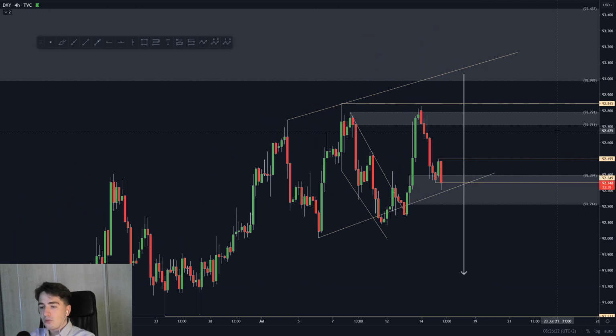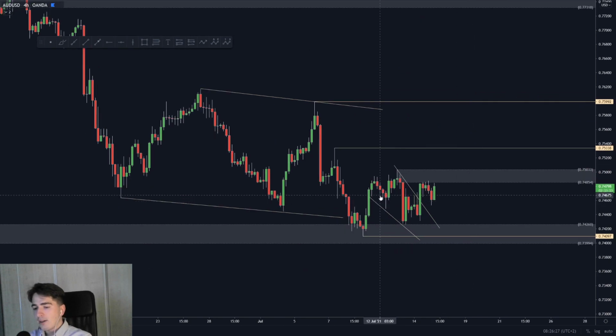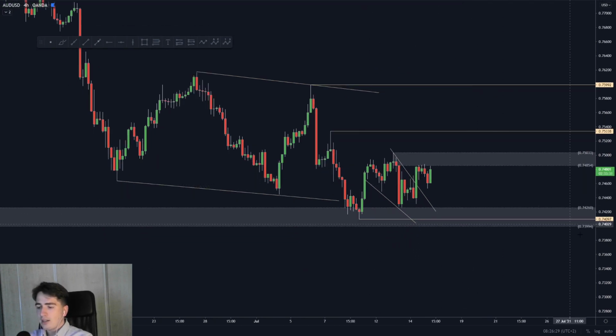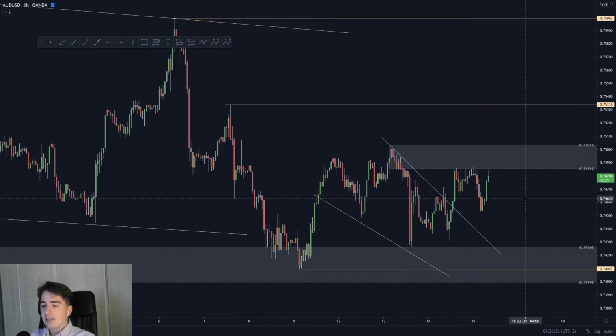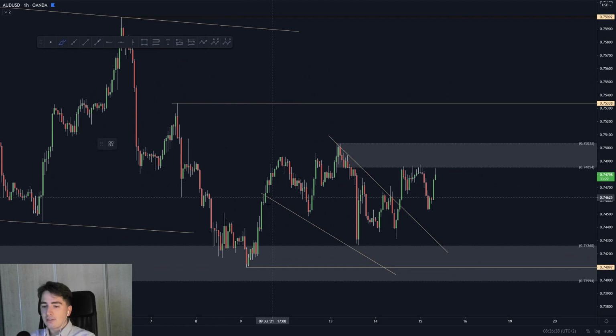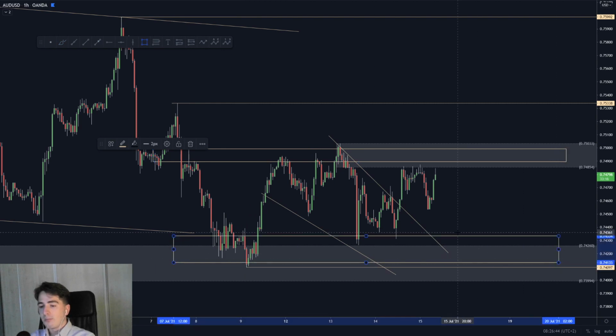And let's head over to Aussie dollar. So Aussie dollar broke out of this descending wedge, as you guys can see, has now rejected from this area of supply, which I showed you guys yesterday. Aussie dollar is very messy at the moment in the sense that we are just in this massive area of consolidation within the market between this area of resistance and this area of support.